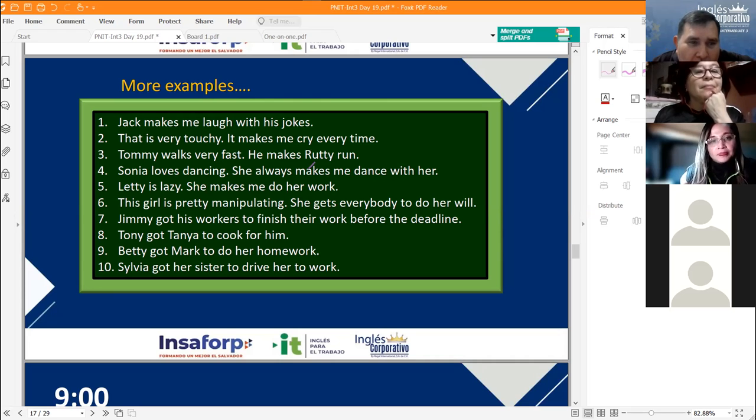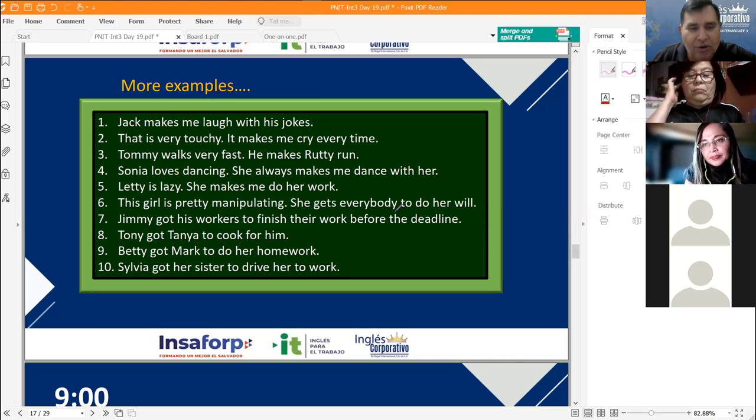Now, Tommy walks very fast. He makes Rudy run. Rudy has to run after him because he walks very fast. He has long legs. And Rudy is a child. She walks very slowly. So she has to run after Tommy. Tommy walks fast. He makes Rudy run.